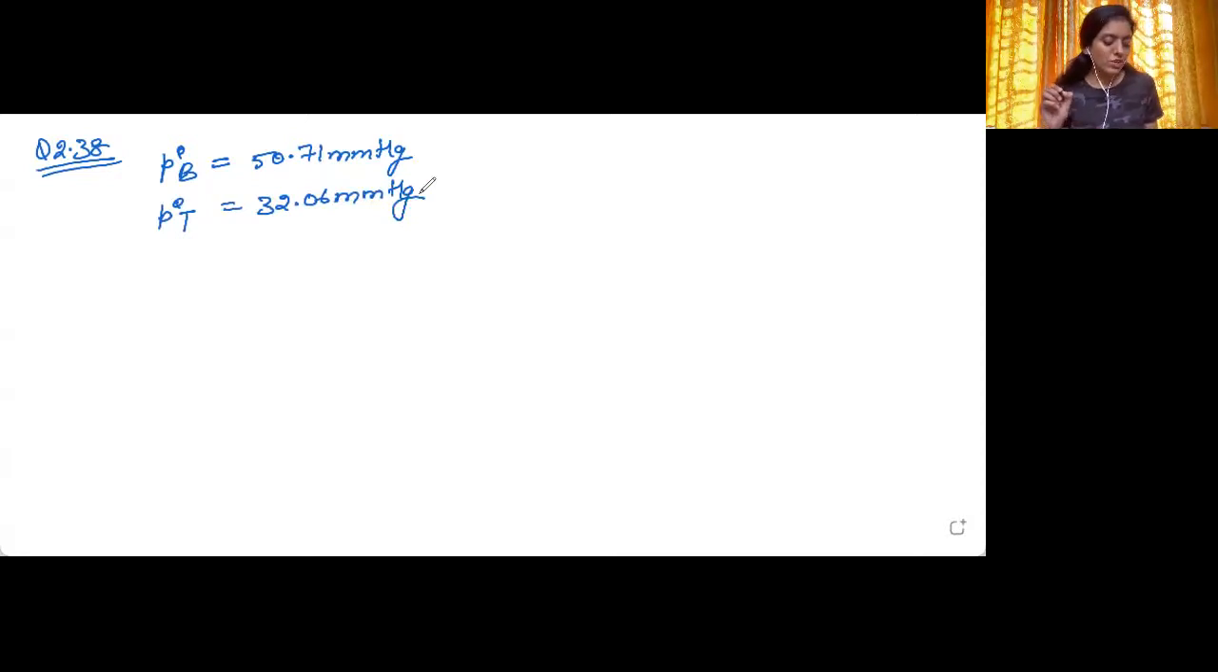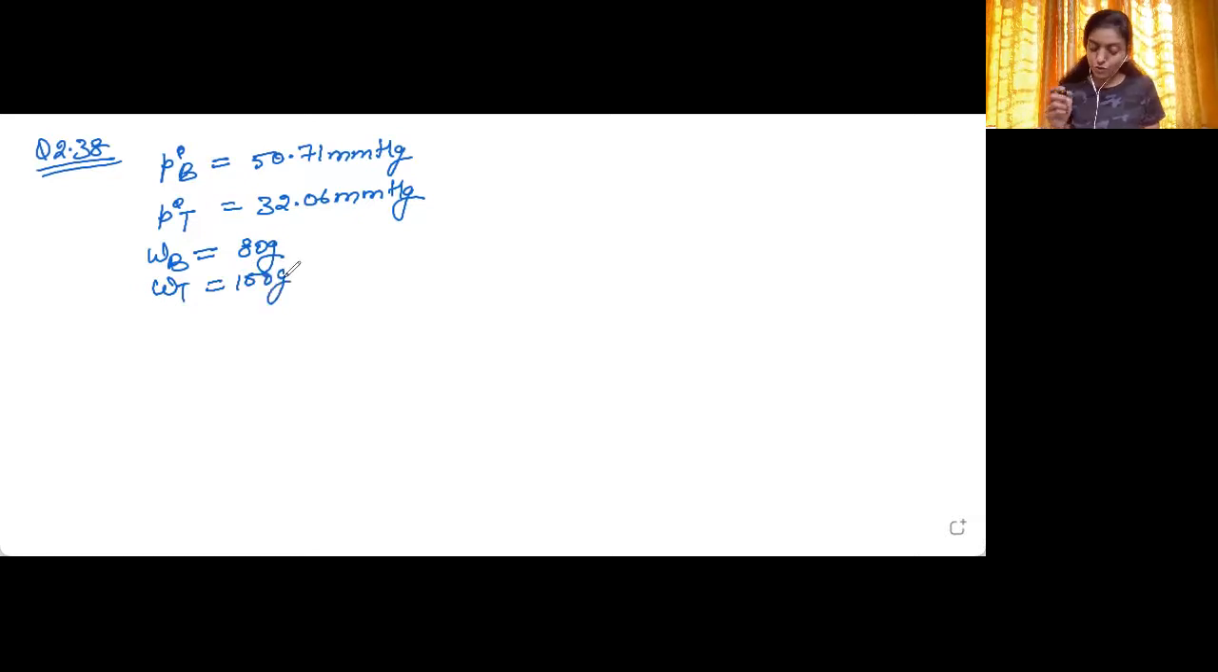Calculate the mole fraction of benzene in vapor phase if 80 gram of benzene is mixed with 100 gram of toluene. WB means weight of benzene. Here I'm changing the symbols a little bit. WB is the weight of benzene, equal to 80 gram. WT is the weight of toluene, equal to 100 gram.